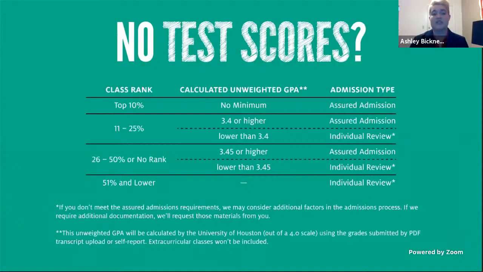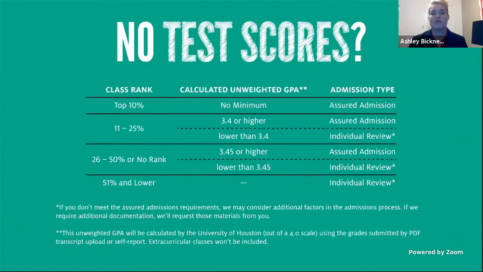If you're in the 26 to 50% or at a non-ranking high school, you're going to need a 3.45 to guarantee admission. And lower than that, you're going to go into, again, an individual review that's a little bit more holistic in nature. And then for the bottom 2 quartiles, similarly, it's going to go automatically towards that individual review.